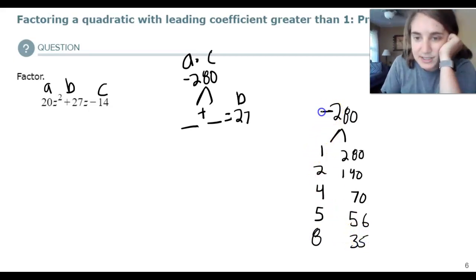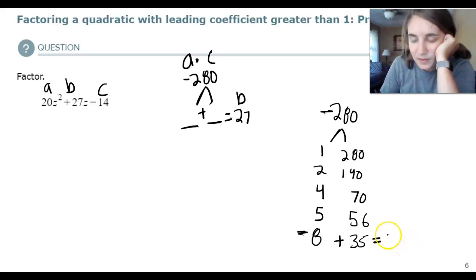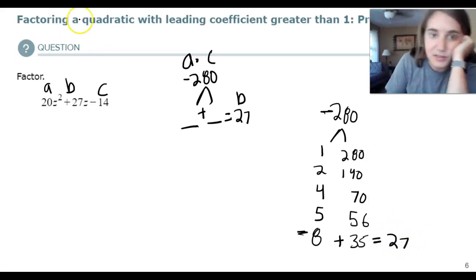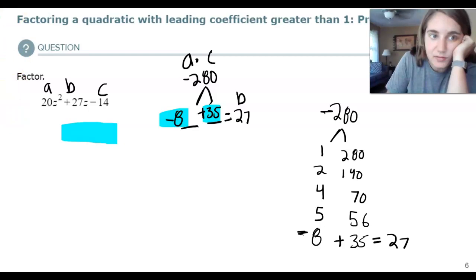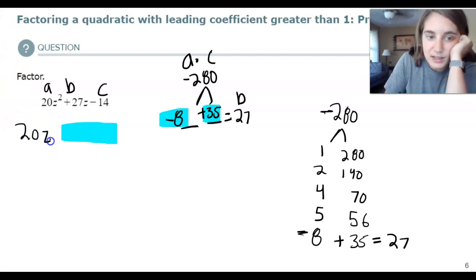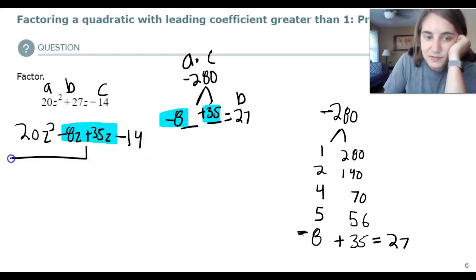So I noticed that this needs to be negative, so one of these needs to be negative. If I make that one negative, I get it to add to 27. So I need a negative 8 and a 35 is how I'm going to rewrite that 27. So I'm saying that negative 8z plus 35z is the same as just that 27z.